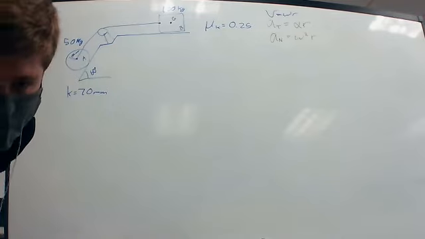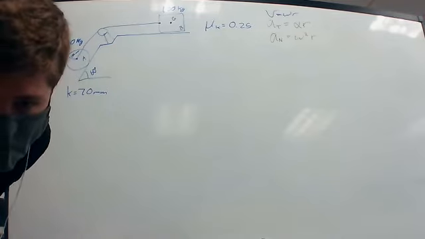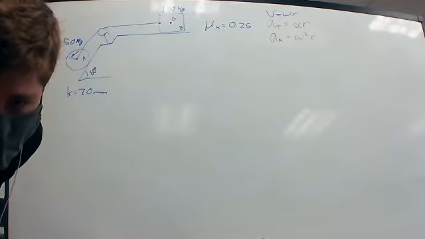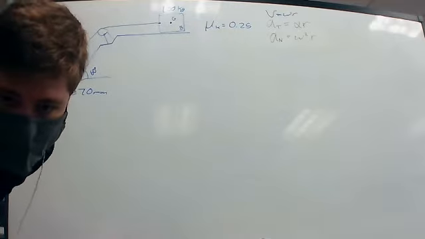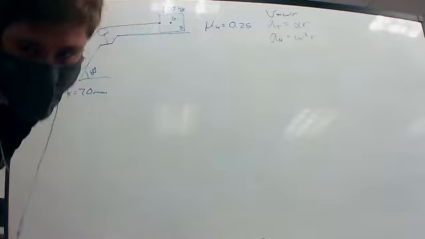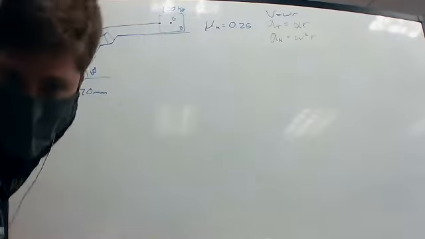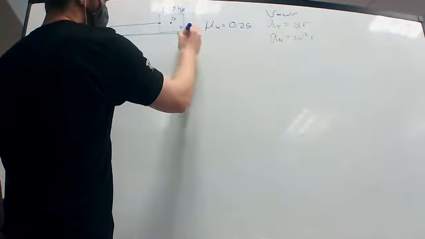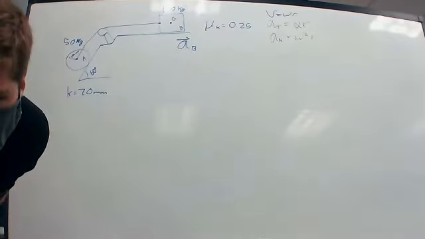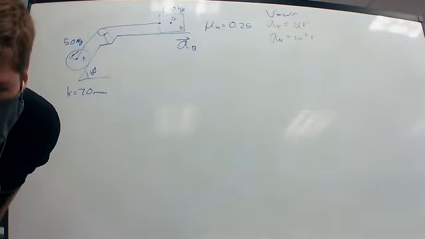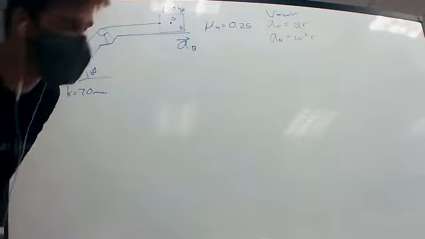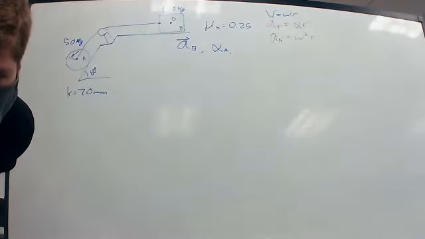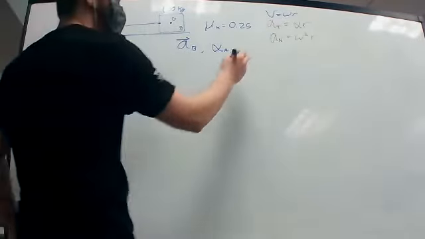If the cylinder rolls without slipping, determine the acceleration AB of the block, the angular acceleration alpha A of the cylinder, and the tension in the cord. Okay, so we're looking for acceleration of the block, AB, alpha A of the cylinder, and tension.